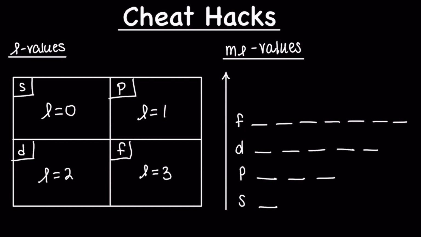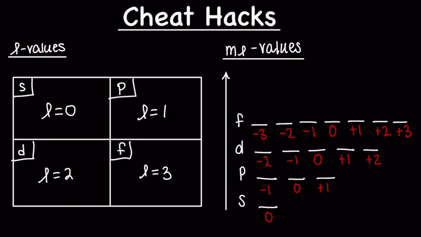Now, in red, I am going to label the ML values below each orbital. For S, we have 0. For P, we have 0 here. For D, we have 0 in the center, and again for F, 0 in its center. Then we have -1, +1, -2, -1, 0, +1, +2, then -3, -2, -1, 0, +1, +2, and +3. The values in red are the ML values.